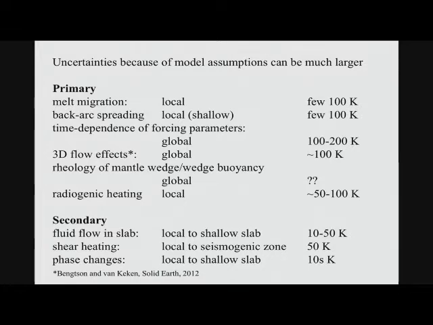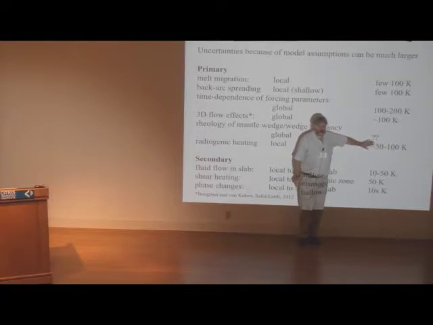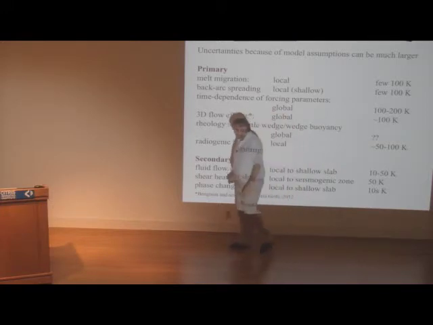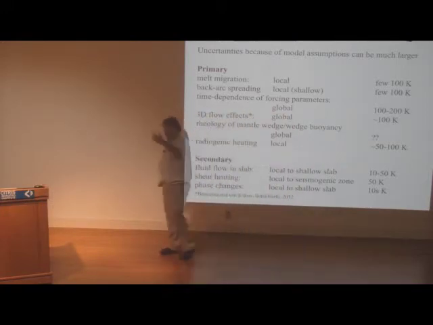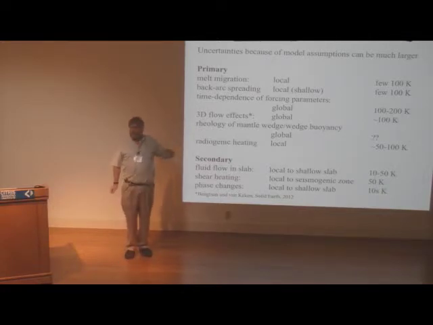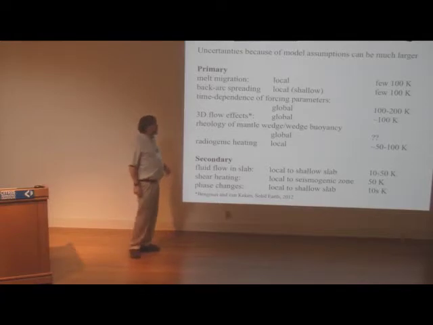Do they have a global or a local effect? And what is the approximate temperature difference that you expect from that? This is not an accurate estimate. It's a ballpark estimate that I made based on my experience with these models. And other people might put different numbers on there. I put primary and secondary down, basically divided by the fact that the primary ones might have 100 Kelvin or more, and the secondary ones do not.